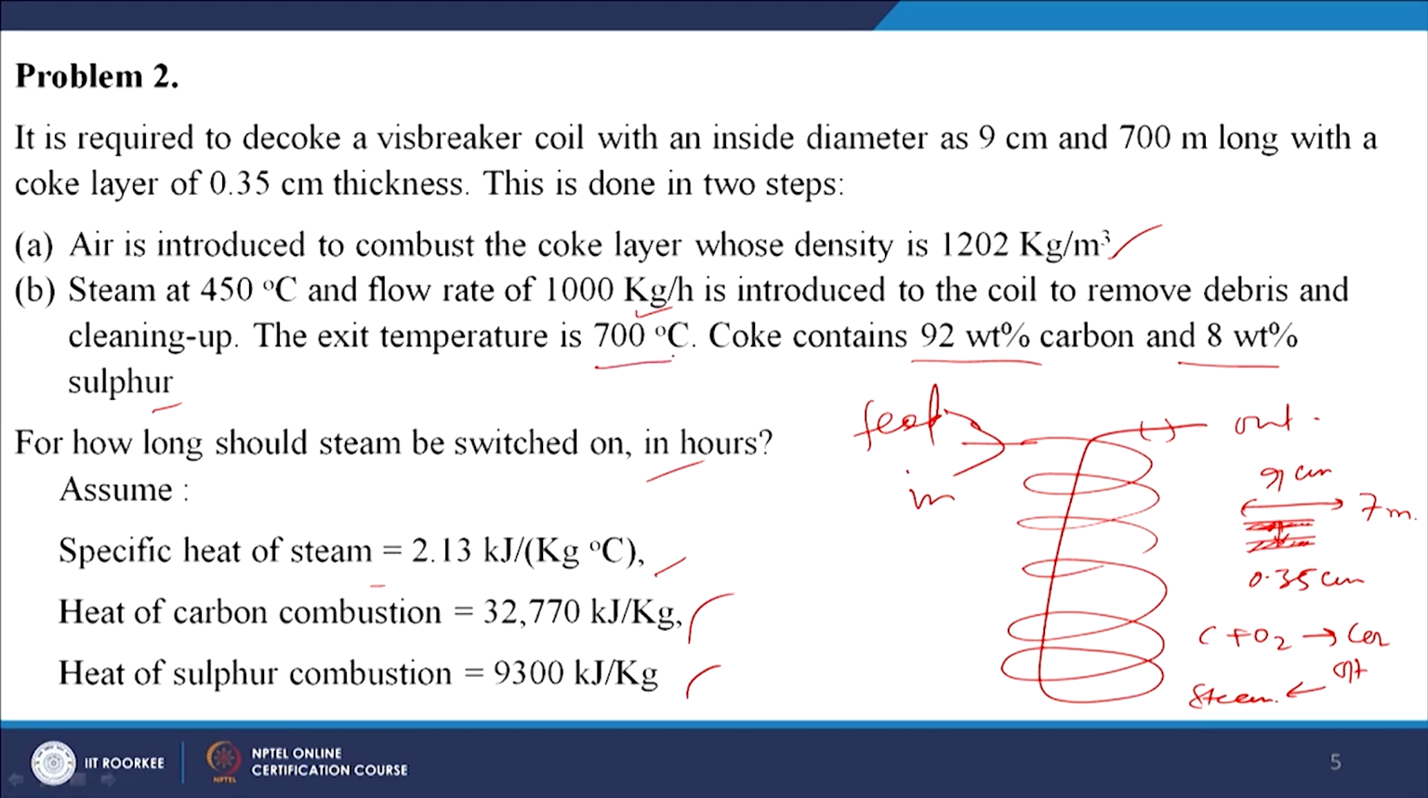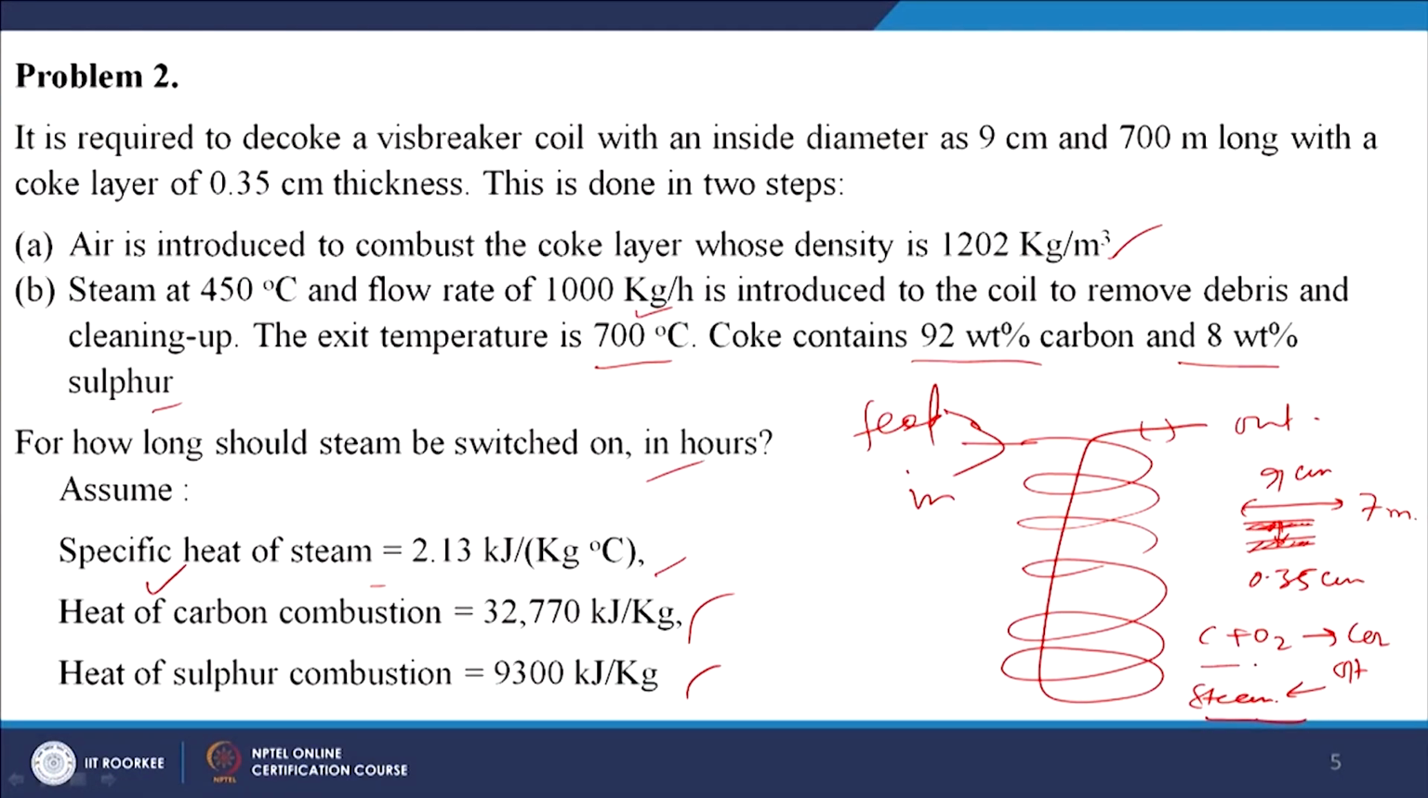So, the heat released by this reaction of the coke will be taken up by the steam, and then its temperature will increase. So, if we do the energy balance, then we can calculate the energy transferred from this reaction to the steam, and accordingly we can calculate the time required to flow the steam. As the steam flow rate is given, and specific heat is also given, and combustion heat for this reaction is also given. And again, if sulfur is present, the sulfur will also react with oxygen and give us SO2.